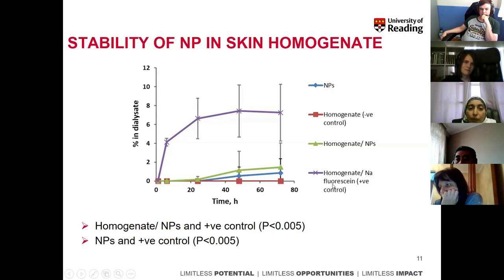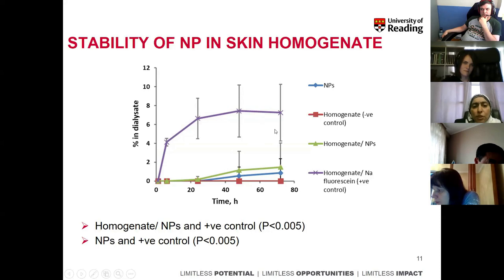So the results showed a significant difference between the homogenate and labeled nanoparticles mixture, and the positive control, which was the sodium fluorescein. Sodium fluorescein was released from the first hour, but the nanoparticles were not released up to almost 24 hours, which indicates the stability of our nanoparticles in skin homogenate. On the other hand, the labeled nanoparticles showed a very small amount released over time, over 72 hours, compared to the positive control.